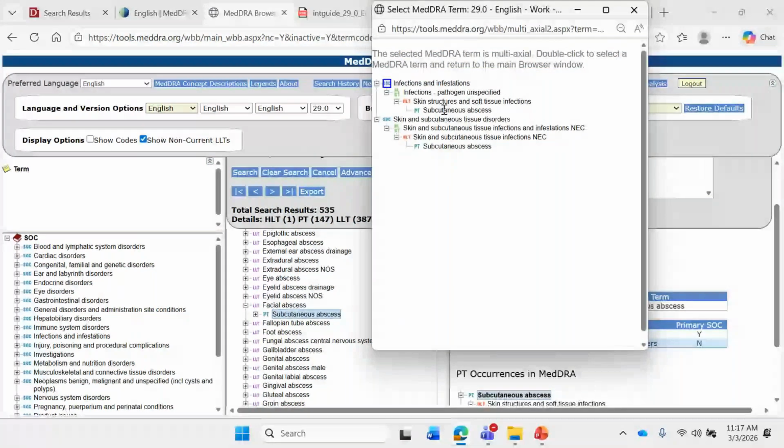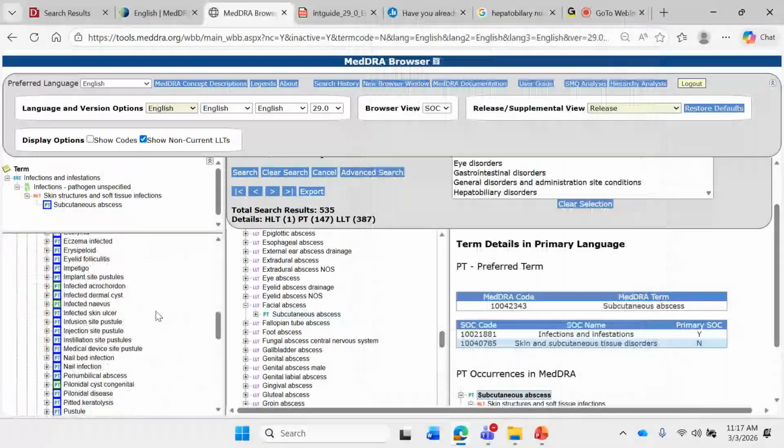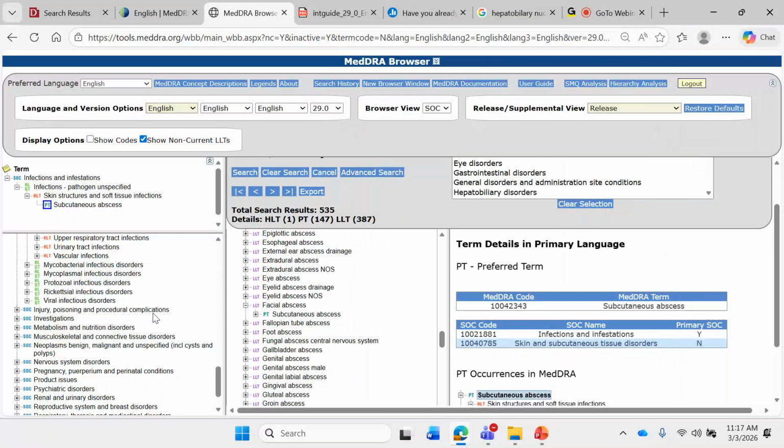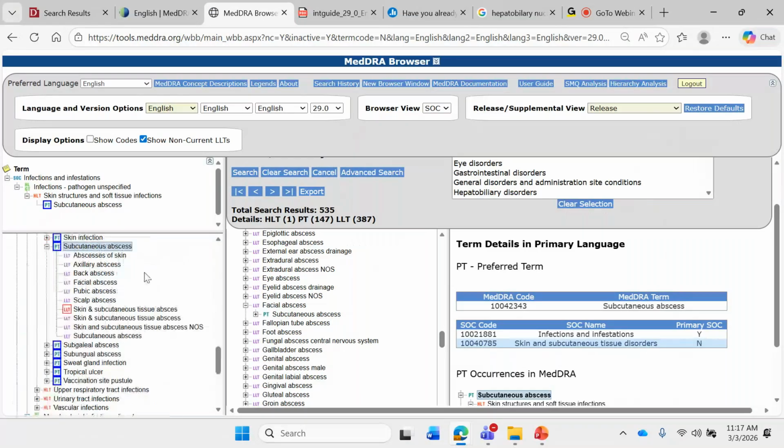I just want to show you an example of a non-current LLT. Among this list of LLTs under this PT, we have one that has a red box around it and the LLT is in red font. So anytime in the browser you see a red box around an LLT, that LLT is non-current and you should not use that for your coding. Okay, so that's what a non-current LLT is.